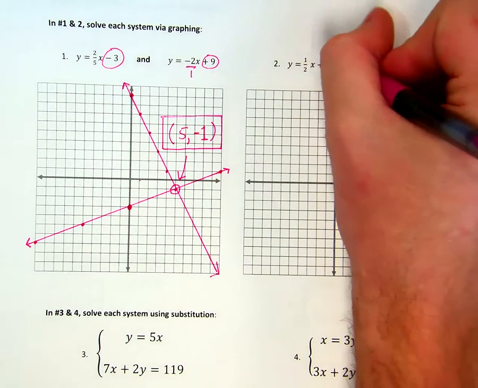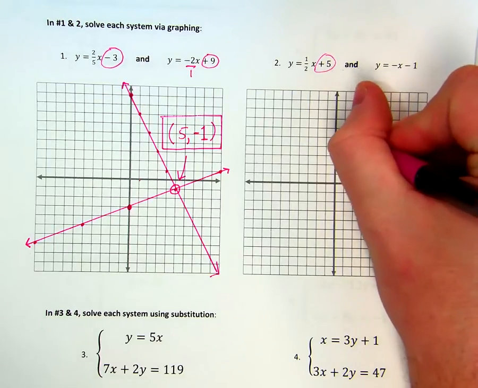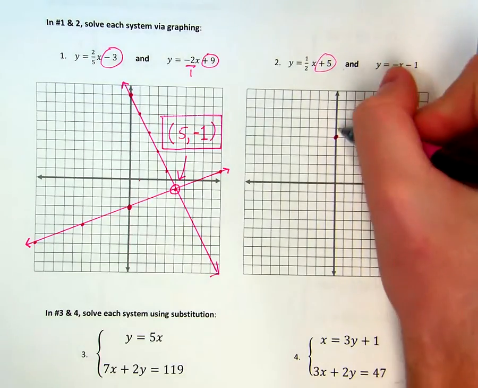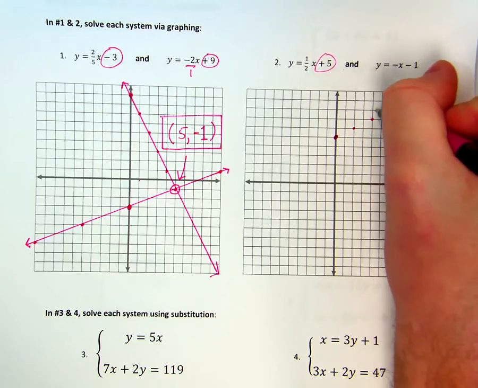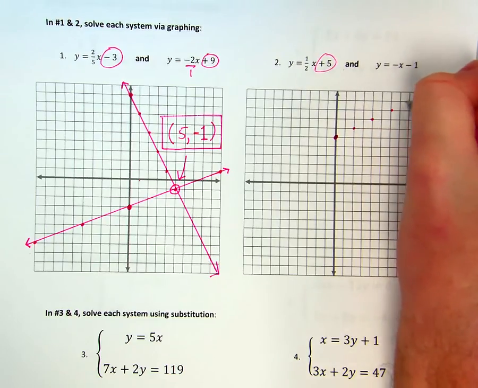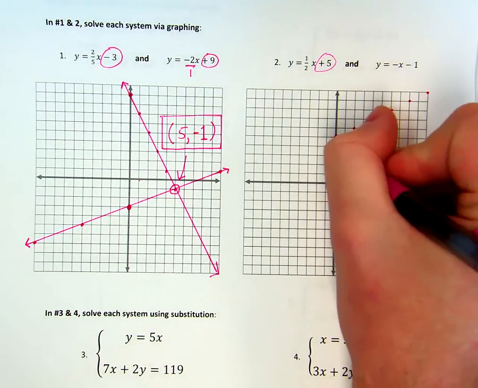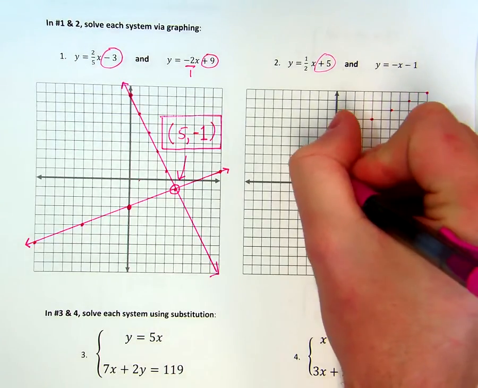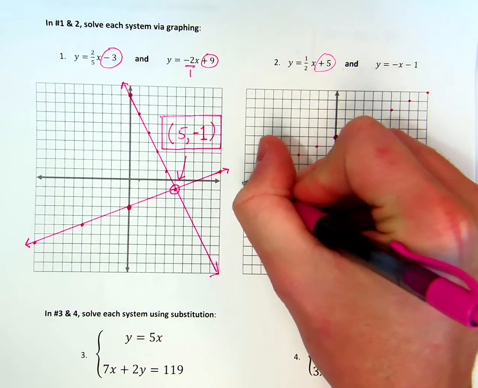Number 2, the first line has a y-intercept of +5, so we'll put a dot at +5. It has a slope of 1/2, which means up 1, right 2. We're going to continue this pattern until we run out of space, and then we're going to go back to the intercept and continue it in the opposite direction as well.